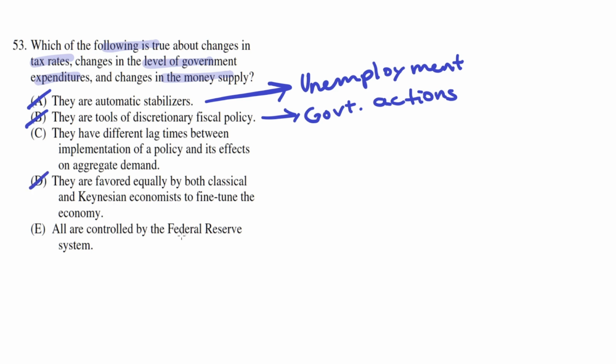E. All are controlled by the Federal Reserve System. The Federal Reserve System is essentially the central bank, and as before, this is incorrect because tax rates and government expenditures are government actions, not actions of the Federal Reserve, although money supply is an action that can be controlled by the Federal Reserve. So E is incorrect, and therefore the correct answer is C.